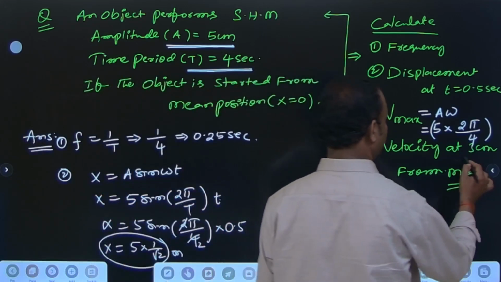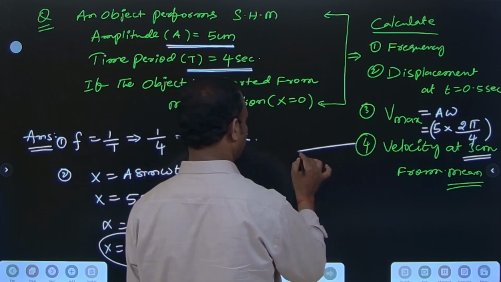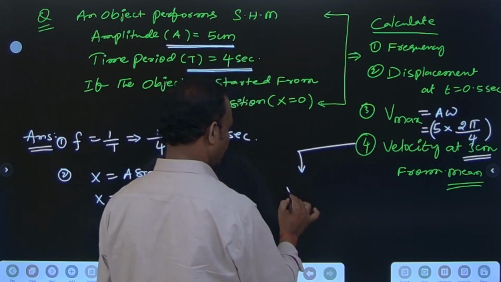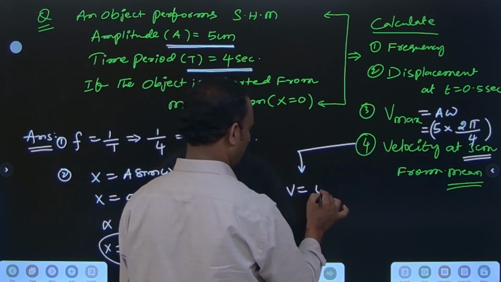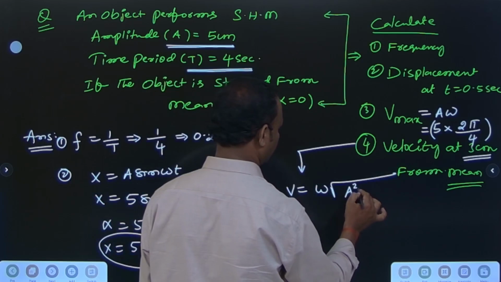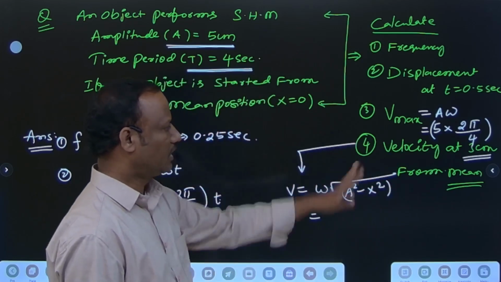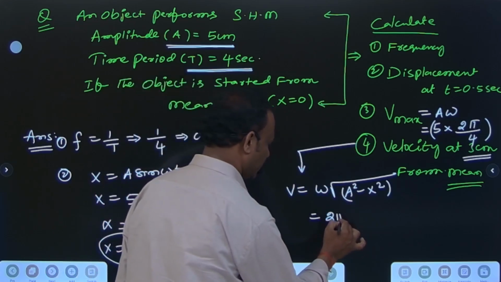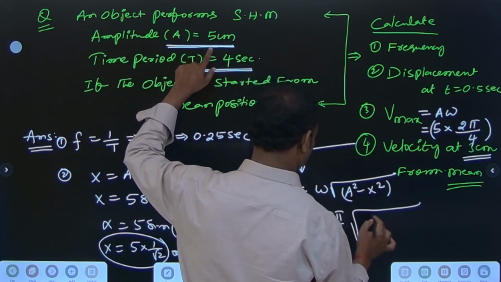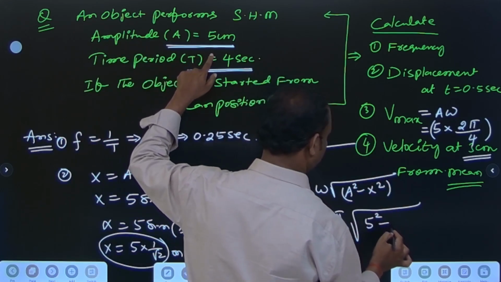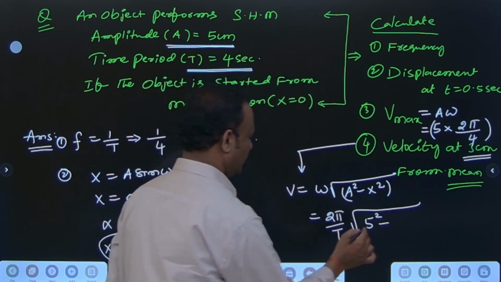Velocity at 3 centimeter. So velocity at 3 centimeter is what? V is equal to omega under root of A square minus x square, for the 3 centimeter position. What is omega? Omega means 2 pi by T, correct? Under root of, what is A given? Amplitude A is 5, 5 square minus x square. What is x given? 3 centimeter.